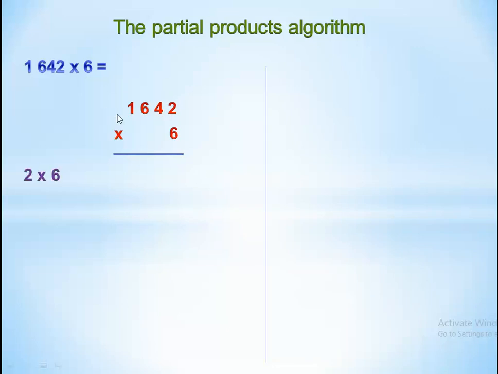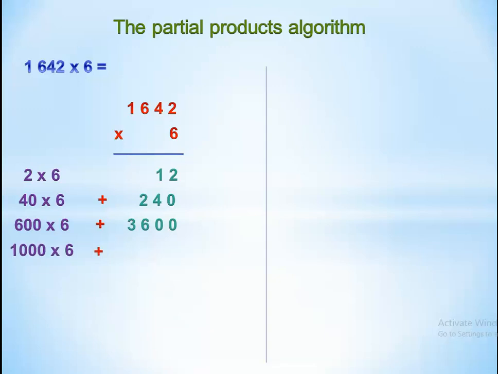Let's see. If I start with ones, 2 times 6 is 12. Here we are going to multiply 40 times 6, yes, 40, we said decompose. It will be 240. 600 times 6 will be 3600. 1000 times 6 will be 6000. And add.